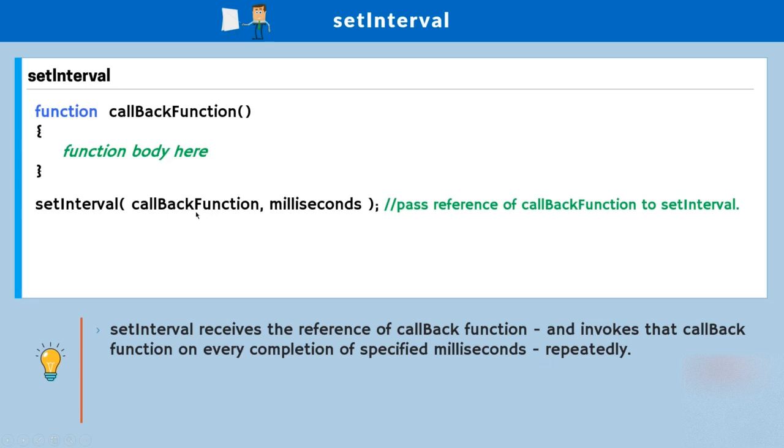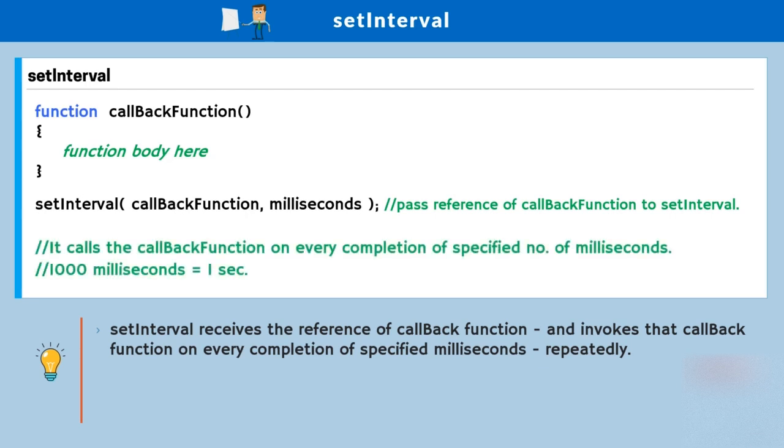So you are supplying the reference of the callback function as argument to that setInterval, and also specify some number of milliseconds, let's say 1000 milliseconds. That means for every completion of that mentioned time, automatically it calls that callback function repeatedly. That is the exact difference between setTimeout and setInterval.